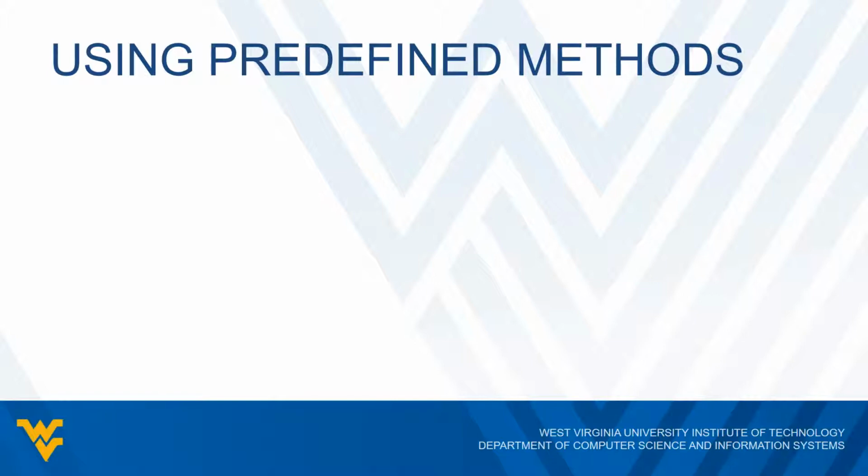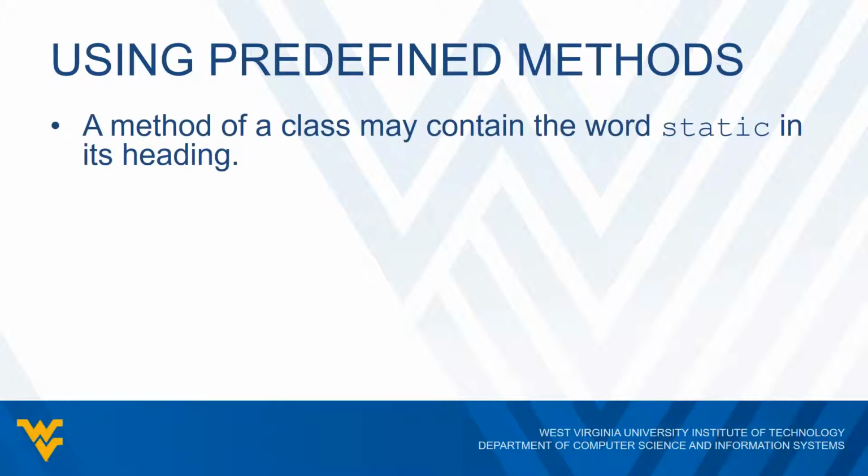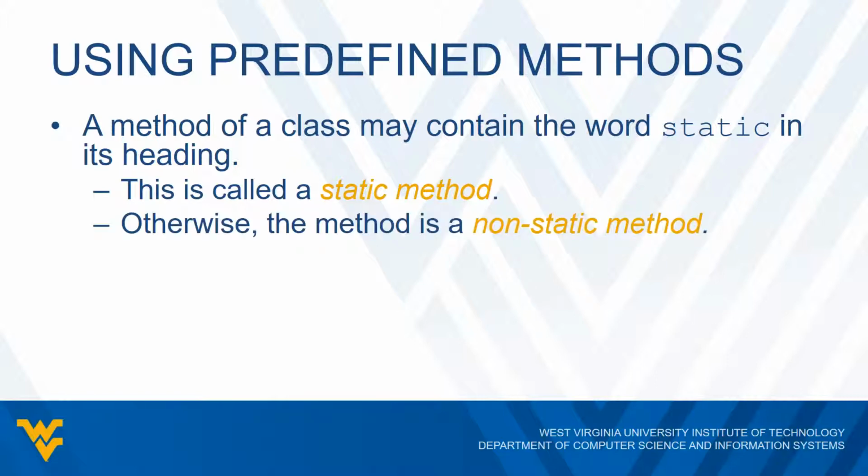Now, some methods have special keywords in front of them. For instance, a method could contain the word static in its heading. These types of methods are called static methods. And if they don't, then they're called non-static methods. Yeah, original name, I know, but that is what they're called.